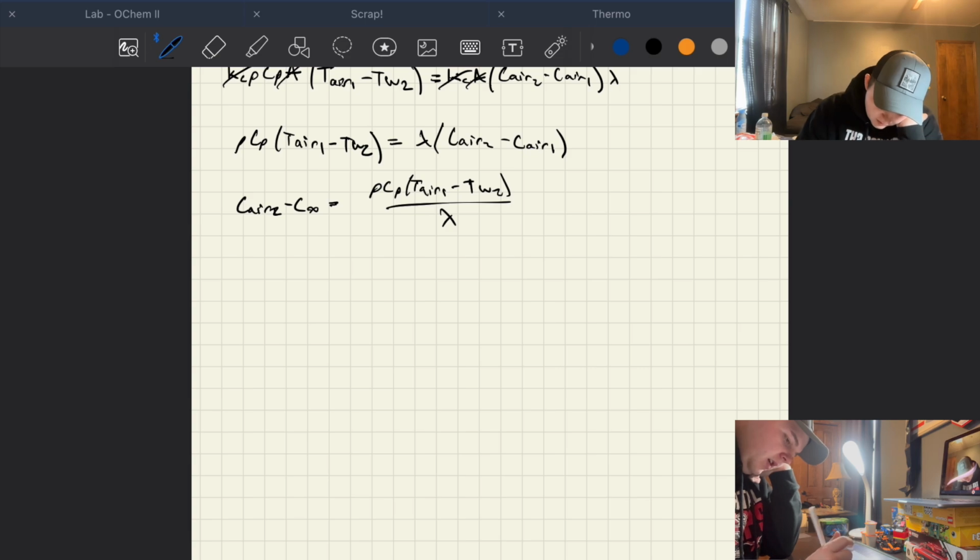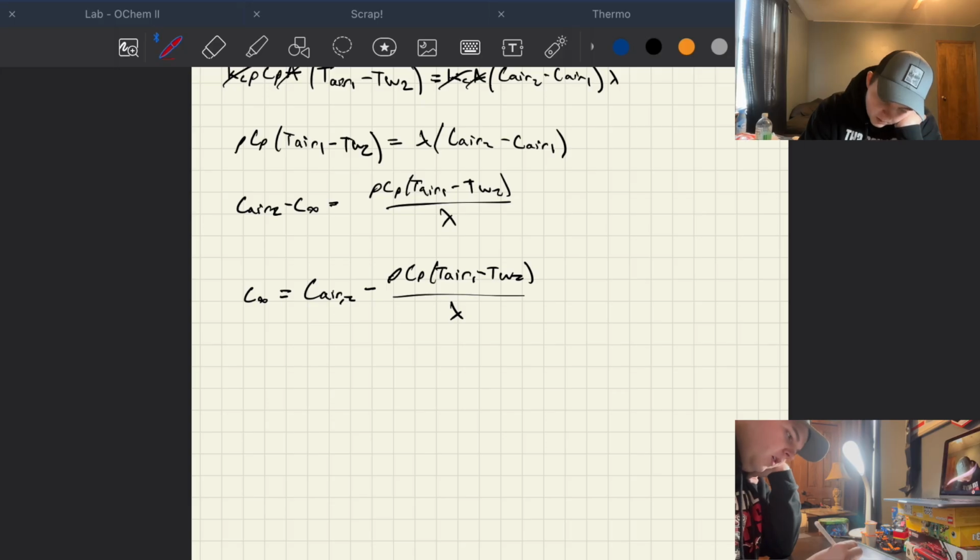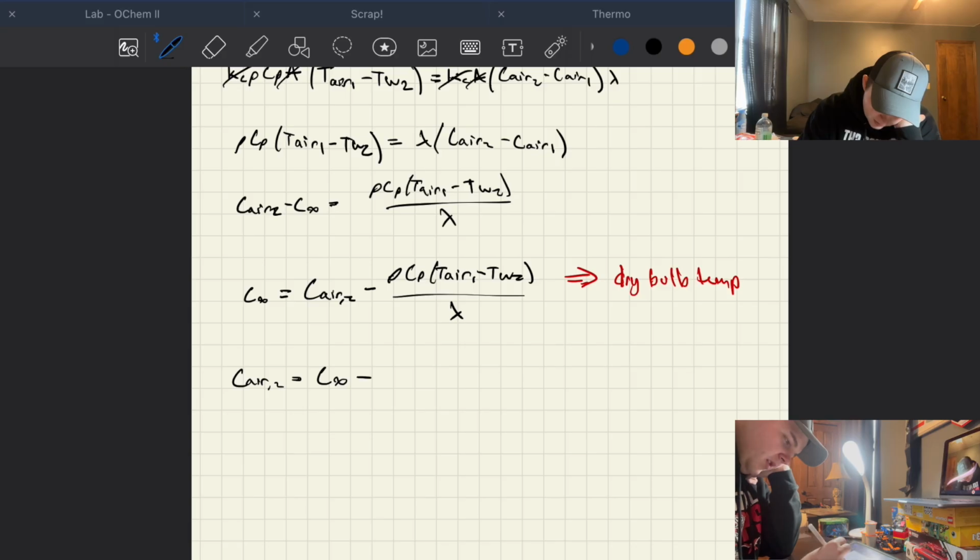So when we solve for C infinity, we'll get C air 2 minus rho Cp (T air 1 minus T water 2) all over gamma. And like I said, our T infinity is a dry bulb. And then when we solve for our C air 2, we get the same thing, but just with our C infinity.